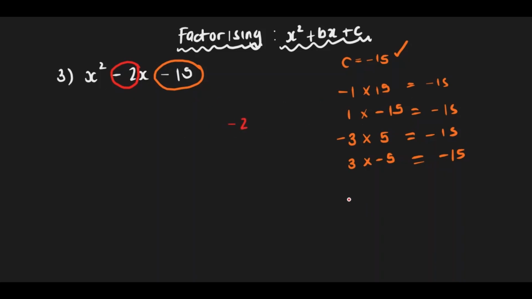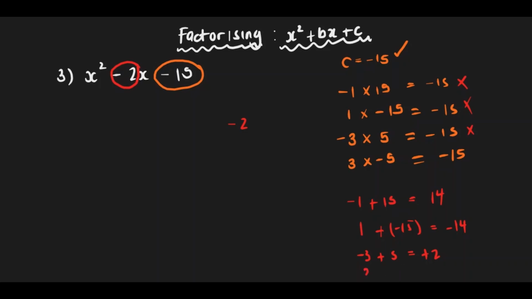So let's take the first one. If we say -1 plus 15, what do we get? We get +14, so this one does not work because we need -2. Let's take the second one. If we say +1 plus -15, what do we get? We get -14. So this one doesn't satisfy because we need -2, not -14. The third one is -3 plus 5, and we get +2. So this one doesn't work because we need -2, not +2.